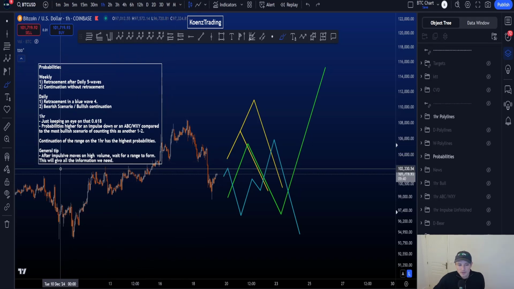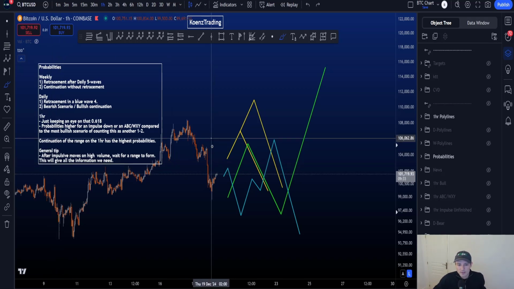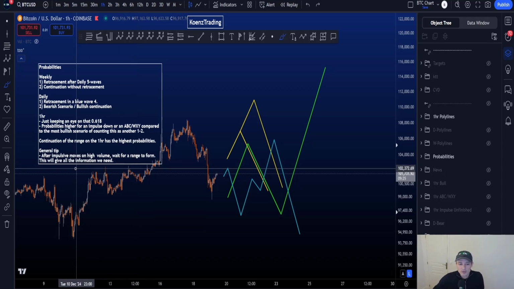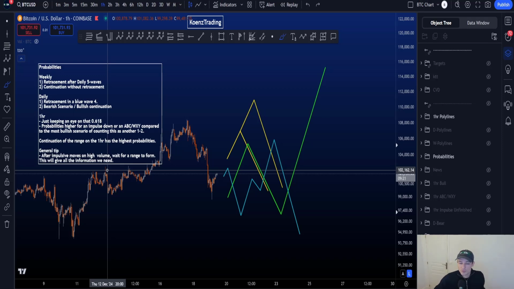And then a general tip, definitely not financial advice, but something that I implement myself with regards to Elliott waves trading is that after impulsive moves to the downside on a high amount of volume, it is a good idea generally to wait for a range to form, as a range will give you all the information that you need for potential new positions, right?